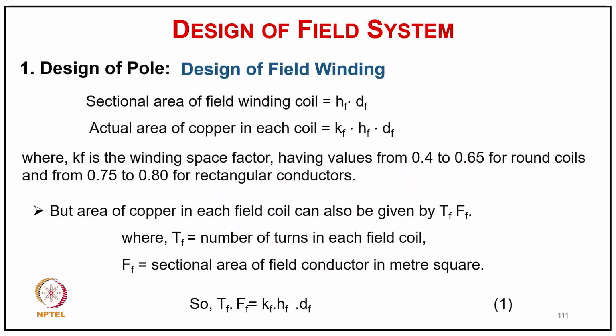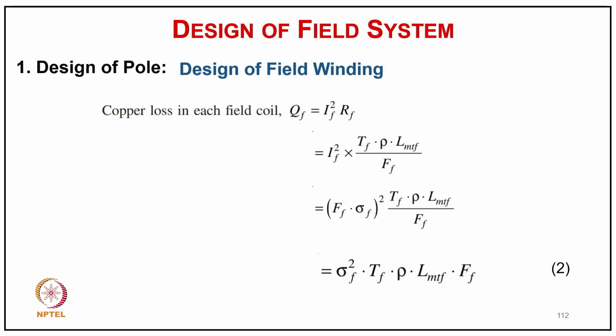So now the sectional area of the field winding coil is Hf into Df, and the actual copper in each coil is Kf into Hf into Df, where Kf is the winding space factor having a value between 0.4 to 0.65 for round conductor and 0.75 to 0.8 for rectangular conductor. But the area of the copper in the field coil can also be Tf into af, where Tf is the number of turns in the field coil and af is the sectional area of the field conductor in meter square. So Tf into af will be Kf into Hf into Df.